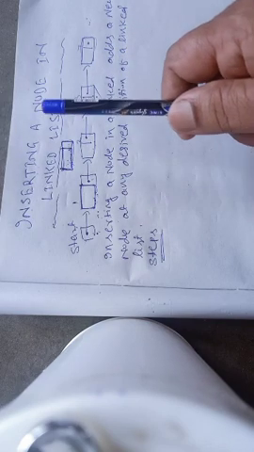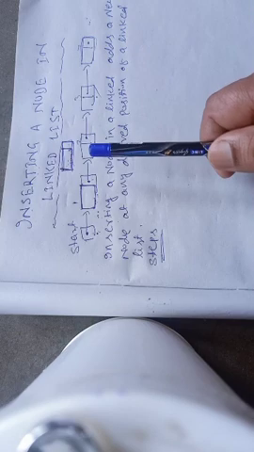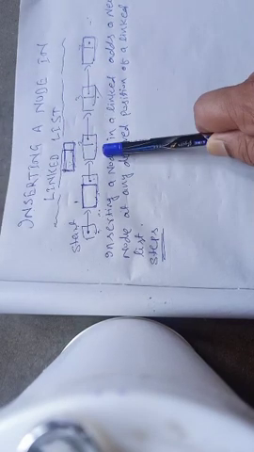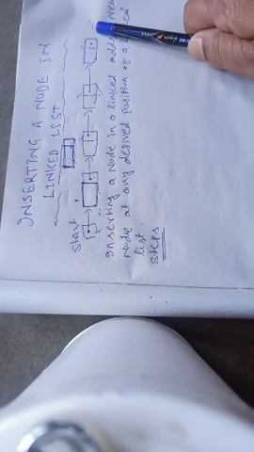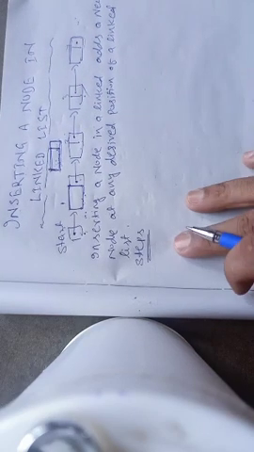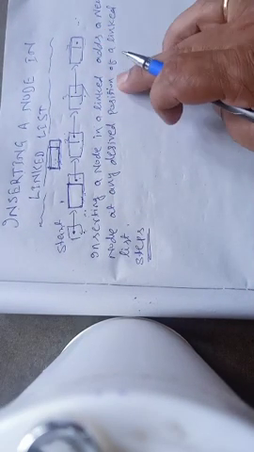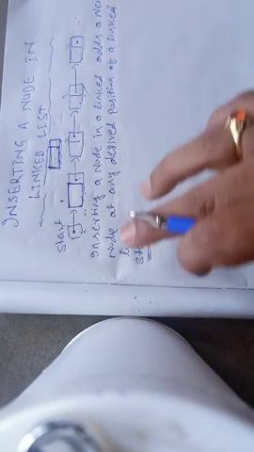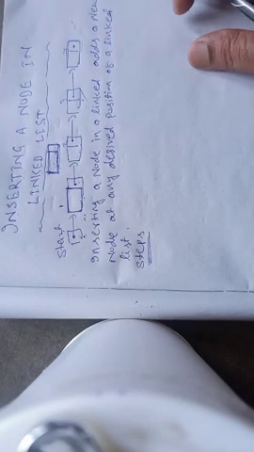So we can attach this new node in between 1 and 2, or in between 2 and 3, or in between 3 and 4. So inserting a node in a linked list means adding a new node at any desired position of a linked list. So what are the steps needed? Let me first explain the steps, then we will go for the algorithm of inserting a node.